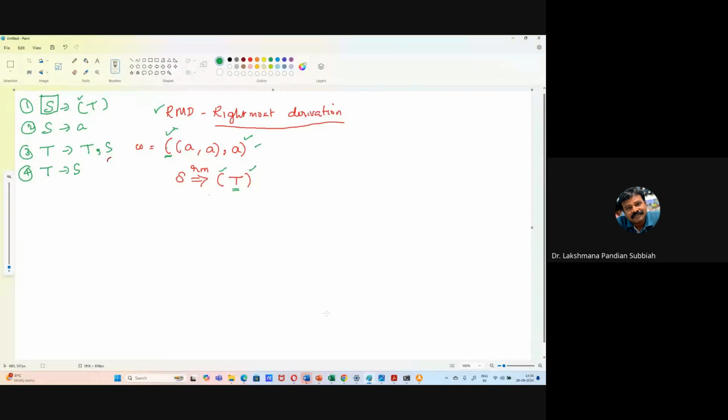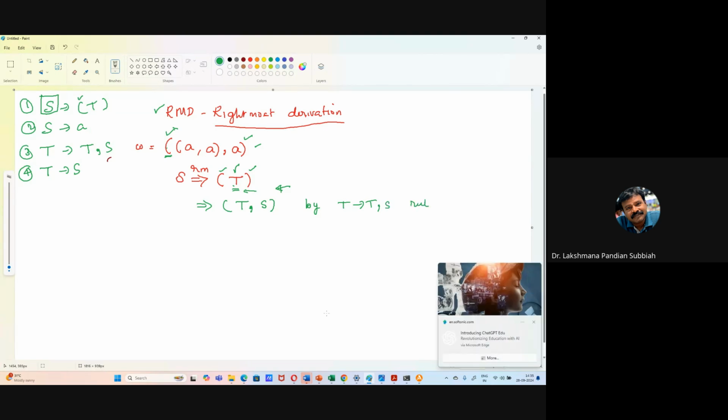Then we are having a non-terminal. In that, the rightmost is here. In that right, we are having only one non-terminal. So this is the rightmost, and you have to replace it as T derives T comma S. So we are having now open bracket T comma S close bracket. That is by using the rule T derives T comma S, by rule 3. So that is what you write: production rule 3, we are using now.